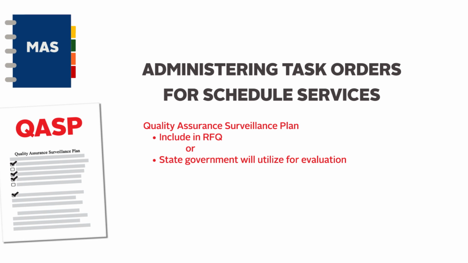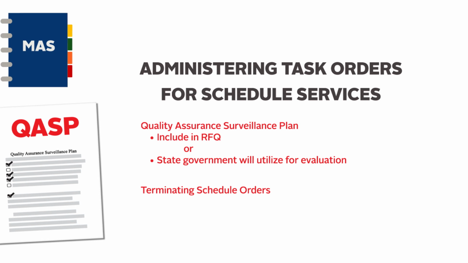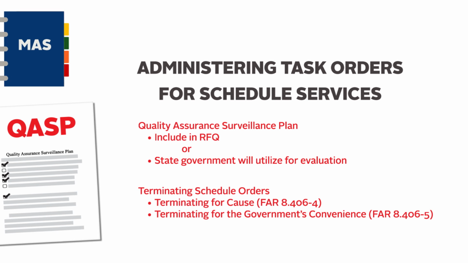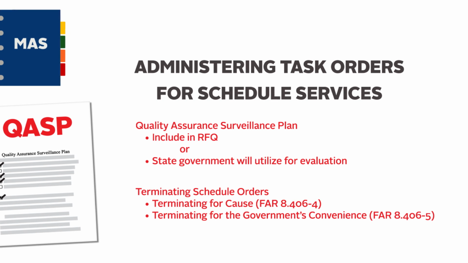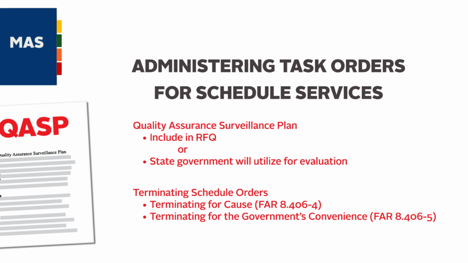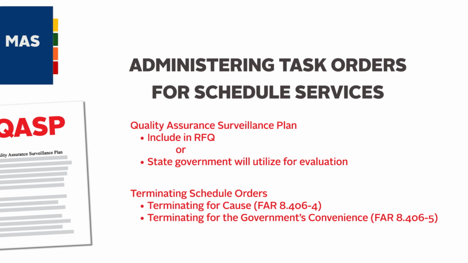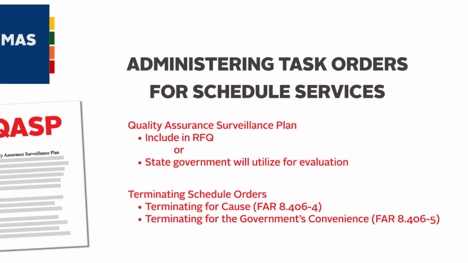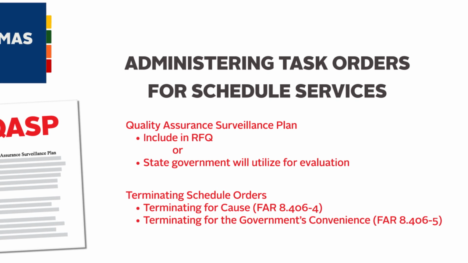There are two types of terminations that may be applied to individual orders for services: terminating for cause and terminating for the government's convenience. See FAR 8.406-4 and 8.406-5 respectively.